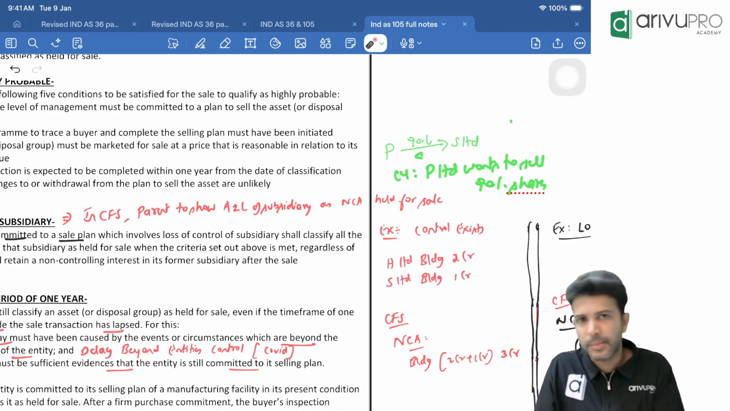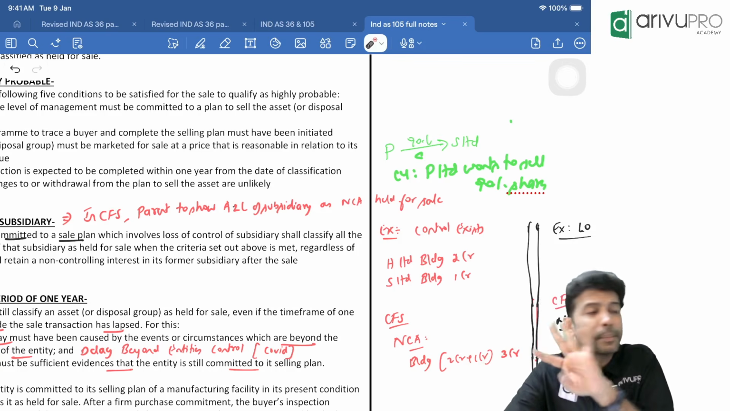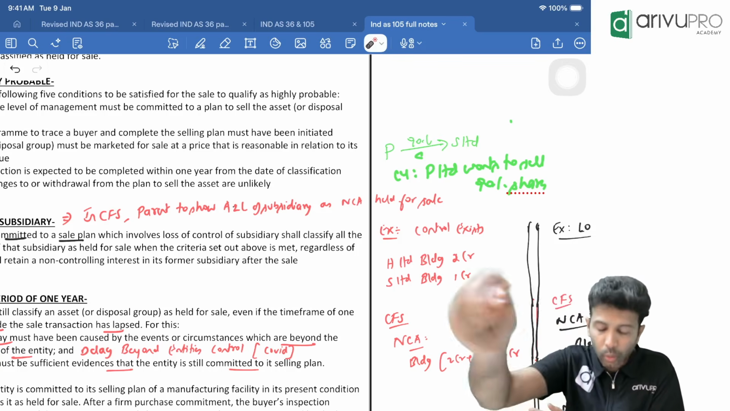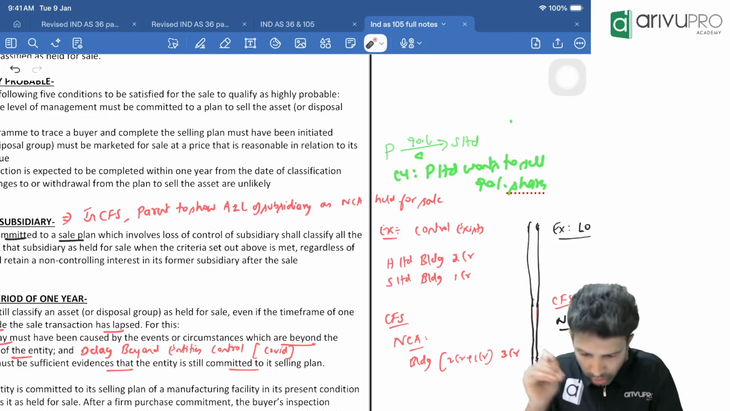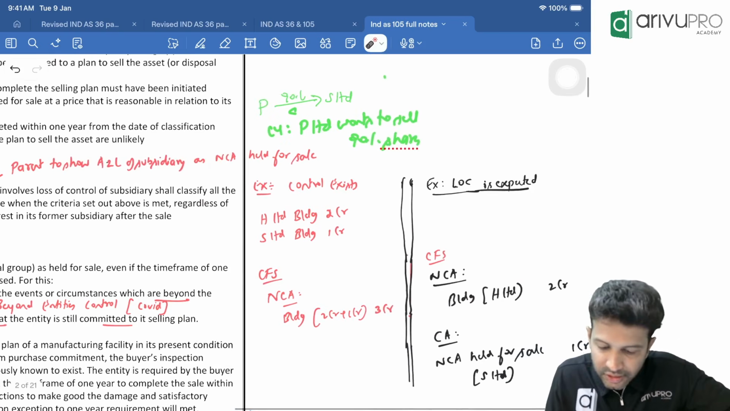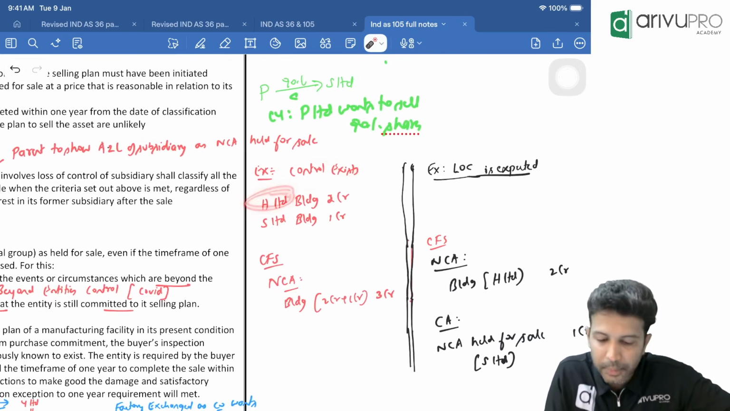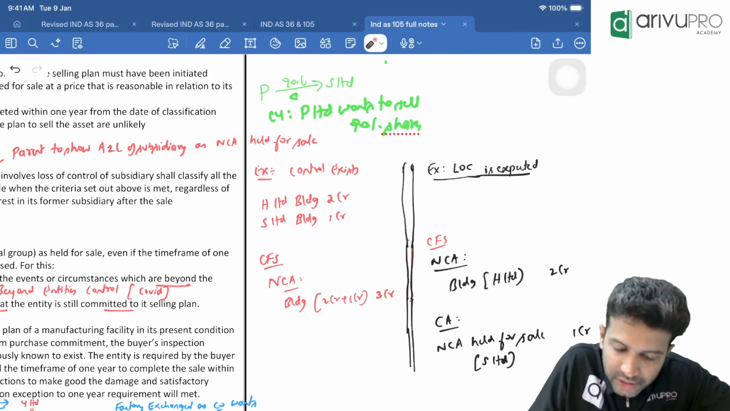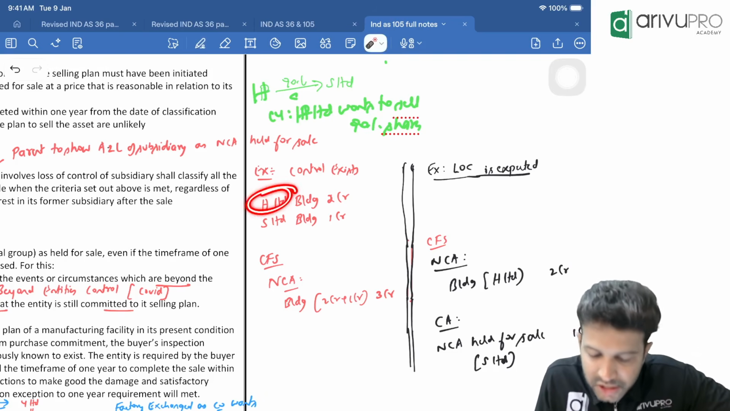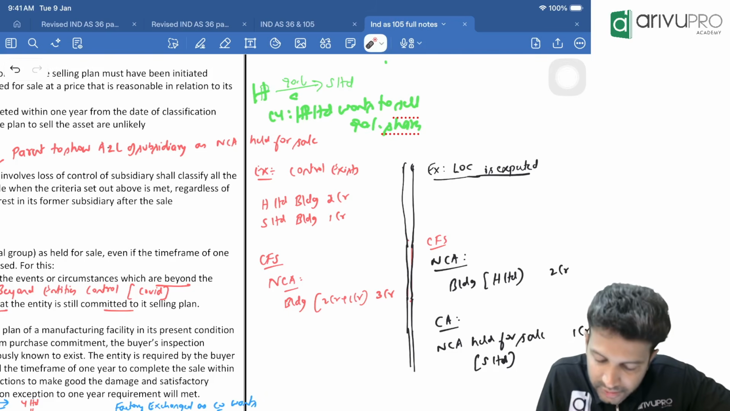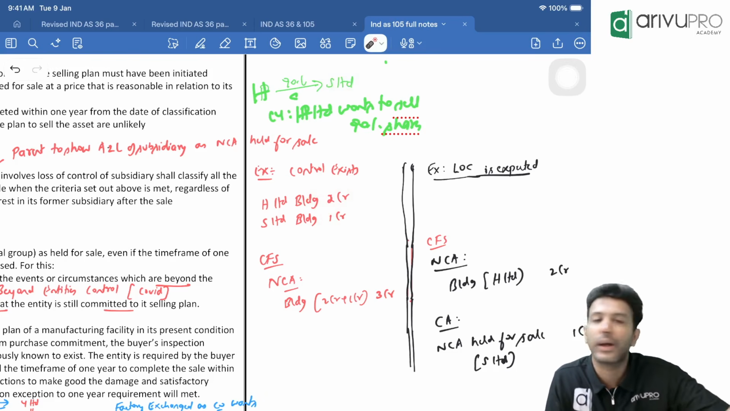Now, in CFS, the parent's assets and liabilities will be shown along with the subsidiary's assets and liabilities. What Ind AS 105 says is, you have an intention to sell the subsidiary company soon. Look at this example. Instead of P, I'll make it H Limited, the holding company or parent company. They have a building worth 2 crore. Subsidiary company S has a building worth 1 crore.